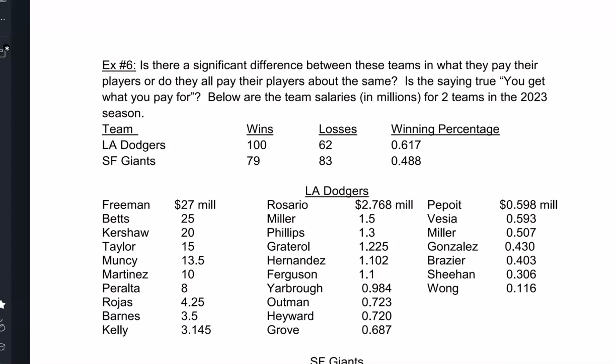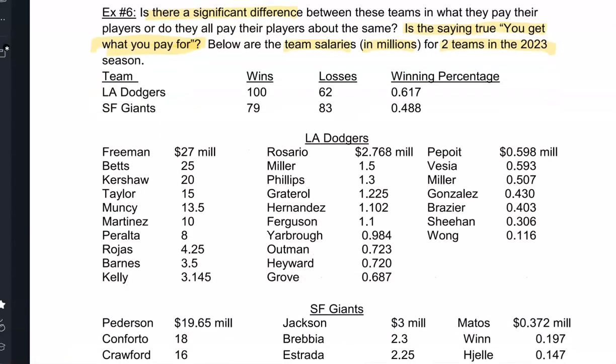So you may have heard people arguing a lot about how much players earn, how much teams pay their players. Is there a significant difference between those teams and what they pay? Is the saying true, you get what you pay for? Specifically, we're going to talk about Dodgers versus Giants. And this is the team salaries in millions for 2 teams in the 2023 season. Below, I've also given you number of wins, losses for both teams and their winning percentage.